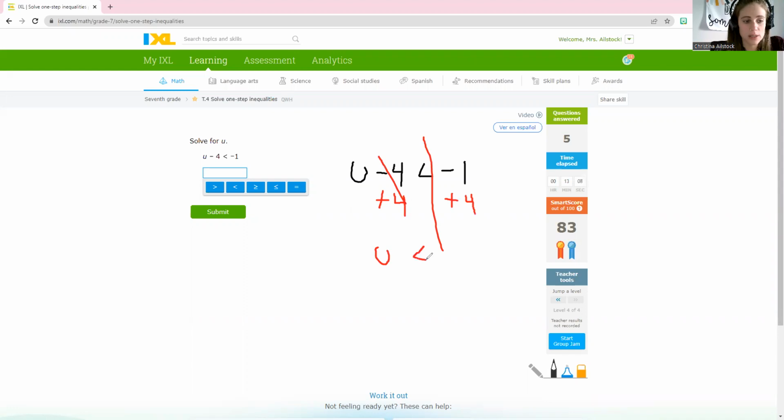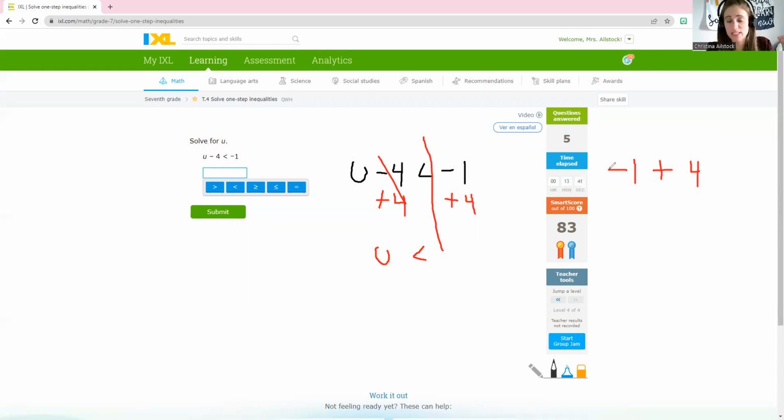Bring down that inequality sign, and now we have -1 plus 4. So we have a positive and a negative here. I'm going to write it off to the side horizontally. See if that helps you guys. So we have -1 plus 4. That -1 means we're taking that away from our 4. So when we take away from something, take away is subtraction, right?